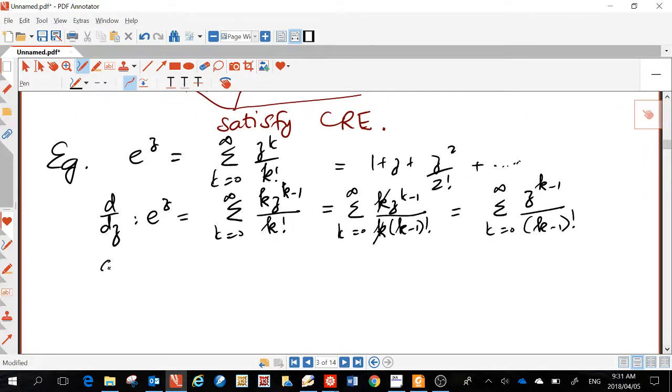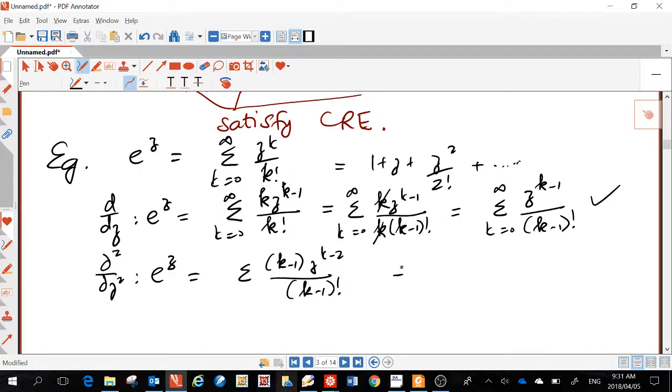And if you do the second derivative, d squared dz squared, again this will be e to the z. Here, differentiate this, it'll be sigma k minus 1 z to the k minus 2 over k minus 1 factorial. And you can see that k minus 1 factorial is k minus 1 into k minus 2 factorial. So it becomes sigma z to the k minus 2 over k minus 2 factorial. It has the same shape, etc.